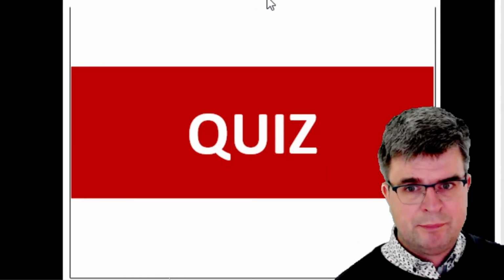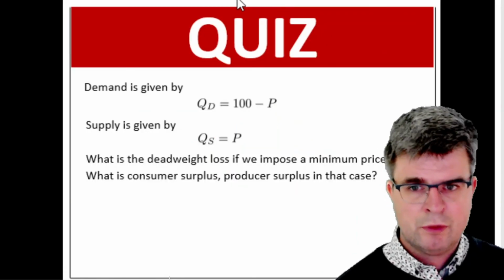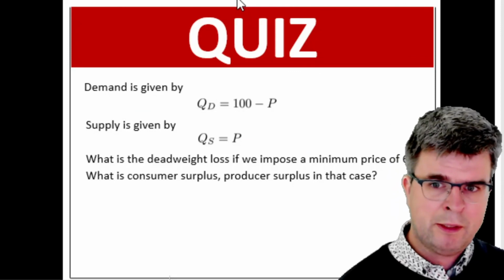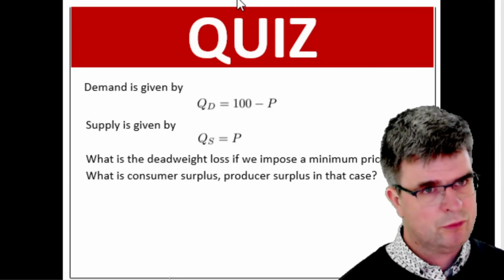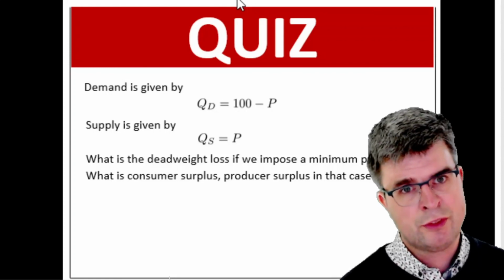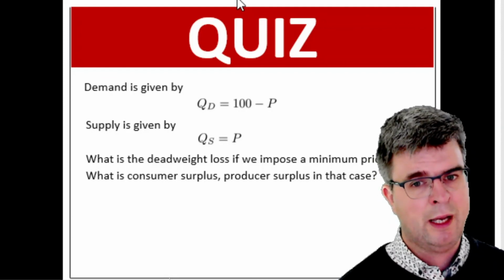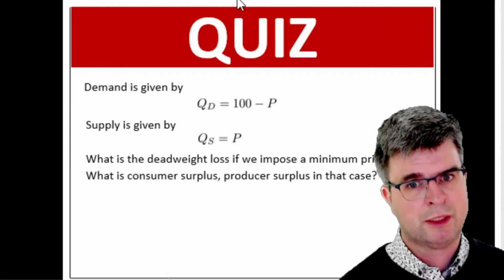Then the quiz. Try to answer the following question. Suppose that demand is given by 100 minus P and supply by P, a very simple supply function. What is the deadweight loss if we impose a minimum price of 60? And the second question, what is the consumer surplus and what is the producer surplus in that case?